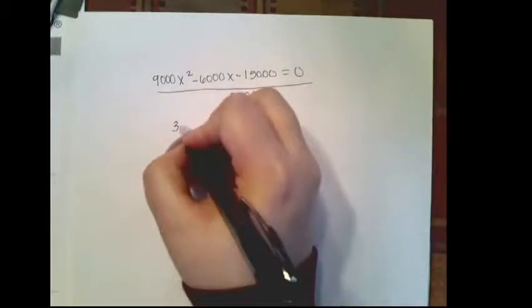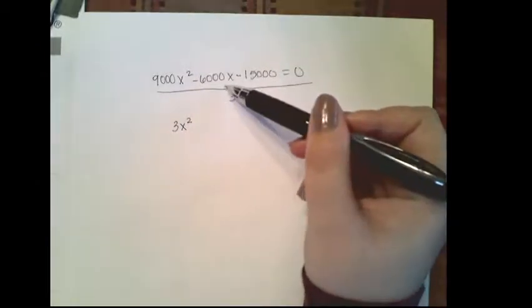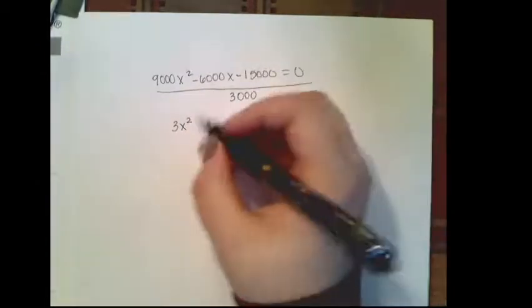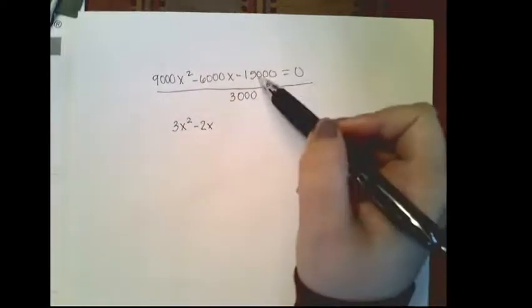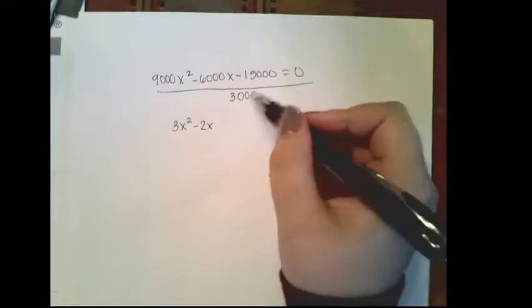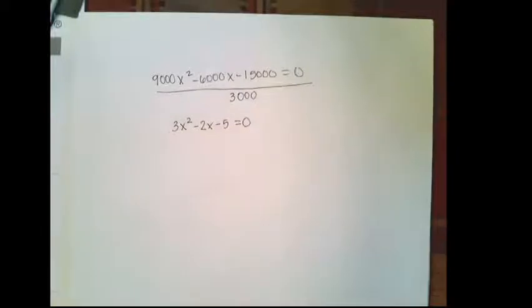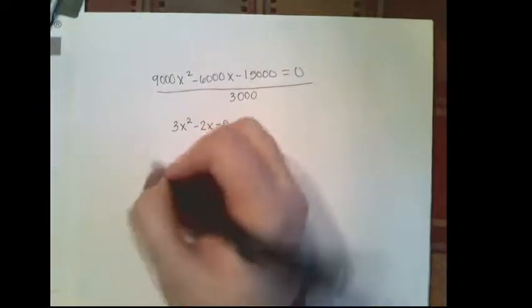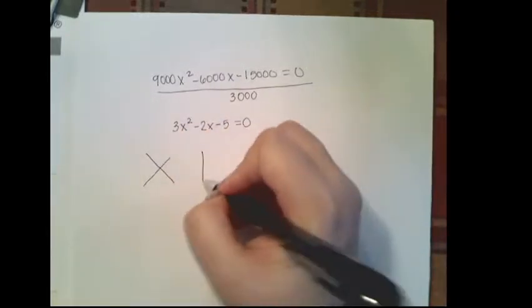So now I can take 9,000 divided by 3,000. Well, that is just 3x squared. Negative 6,000 divided by 3,000, that's negative 2. And negative 15,000 divided by 3,000, negative 5. Okay? So now from here, we can do a couple different things. You can do the quadratic formula. I'm going to do my zero product property by doing your diamond and rectangle.